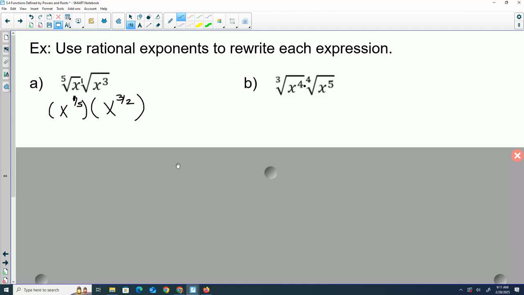Okay. Exponent rules. If you are multiplying with those x's, what do you do to your exponents? Add them. So 1/5 plus 3/2 is 17/10, so x to the 17/10 power. And we could write it back in radical form, but let's just leave it like that.